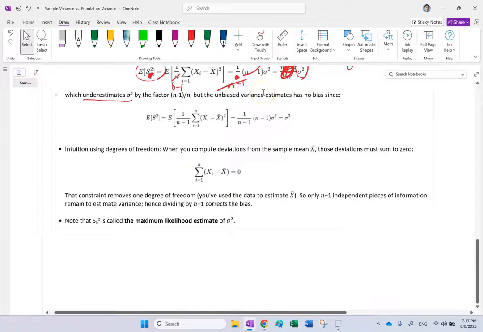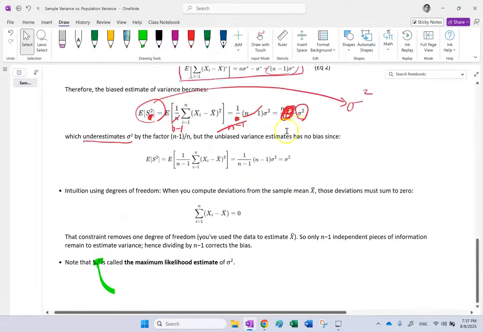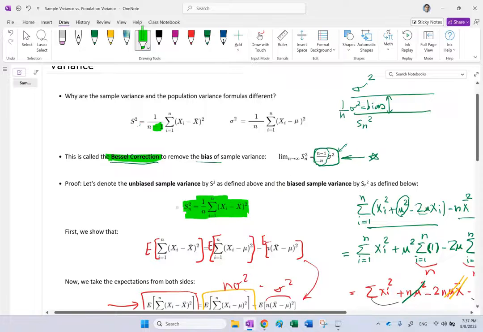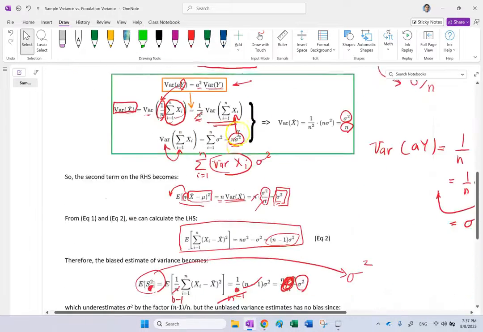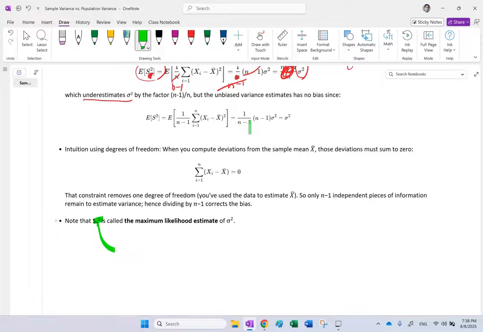Now, two things. One is that a biased version of variance has a name. The one that has n in it instead of n minus 1, although we don't use it in statistics, has a name and it has applications. We'll talk about it later, but if you want the name of it, it's called the maximum likelihood estimate of the population variance. So that one is the maximum likelihood.